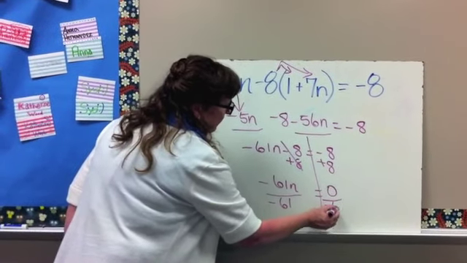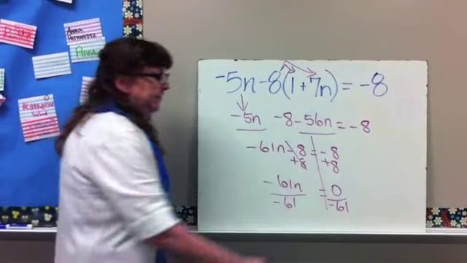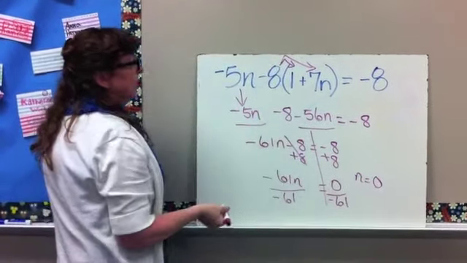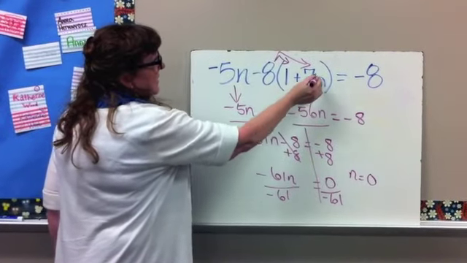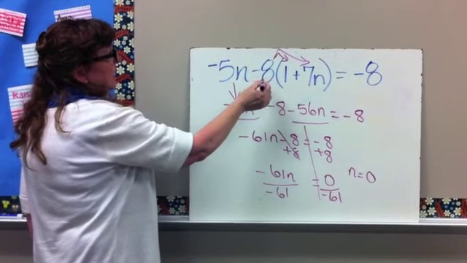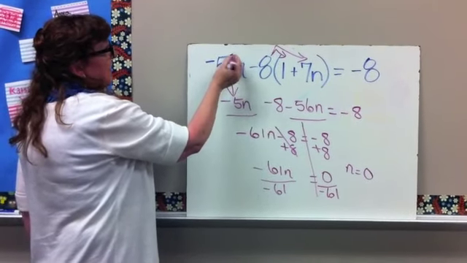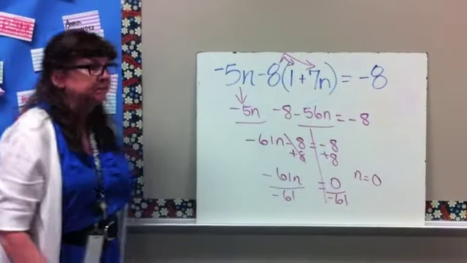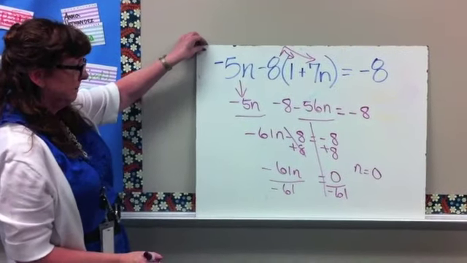When I do that, I still have 0. So n is 0. You can plug it back in and you can see that 7 times 0 is 0. 0 plus 1 is 1. Times that negative 8, and then that's 0. Negative 5 times 0 is 0, and negative 8 is negative 8. So you can check it and see.